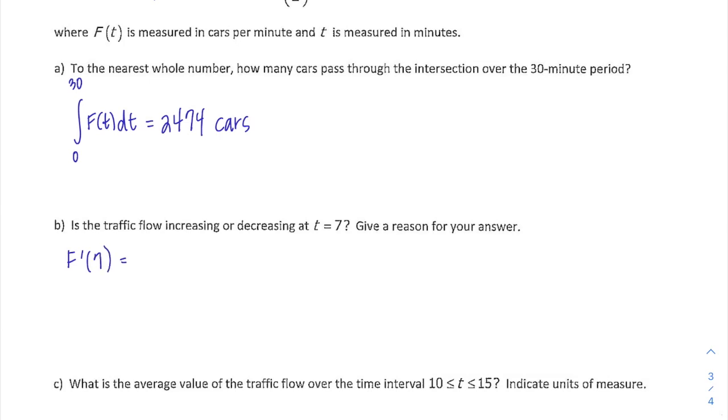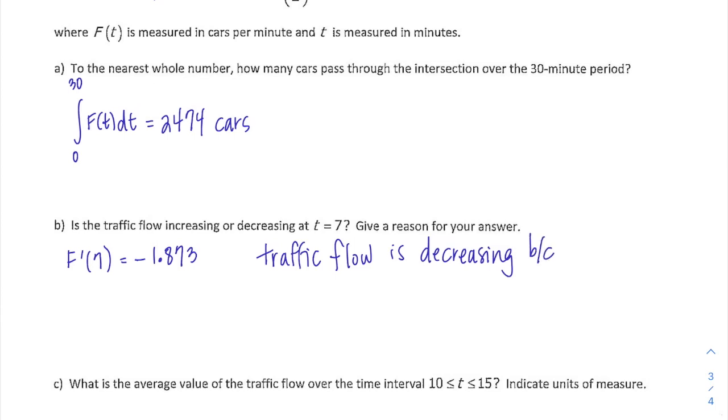You have it plugged into your calculator already, so you can either find your derivative or type it into your calculator, and we get a value of negative 1.873. So traffic flow is decreasing because f prime of 7 is negative. So the slope is going down.